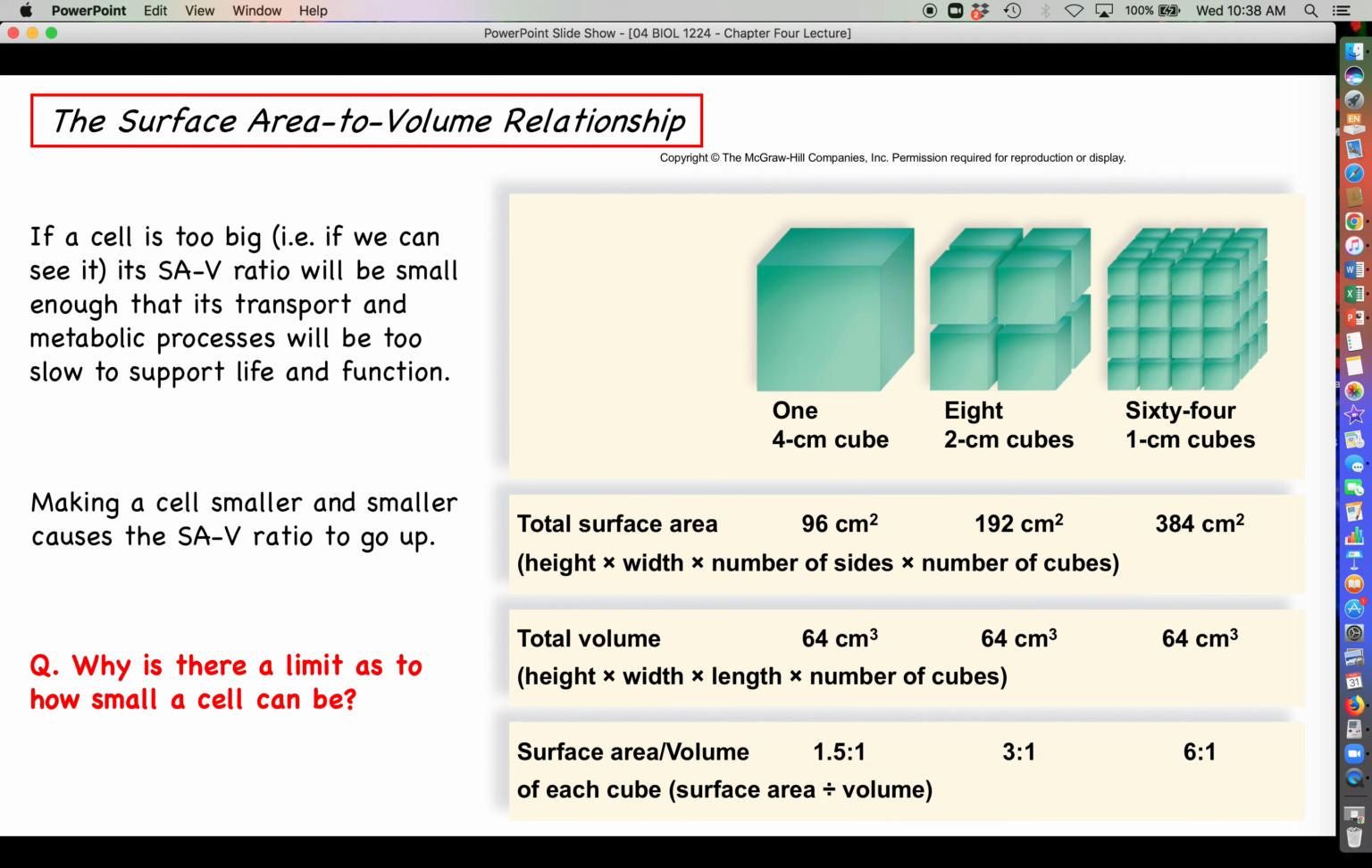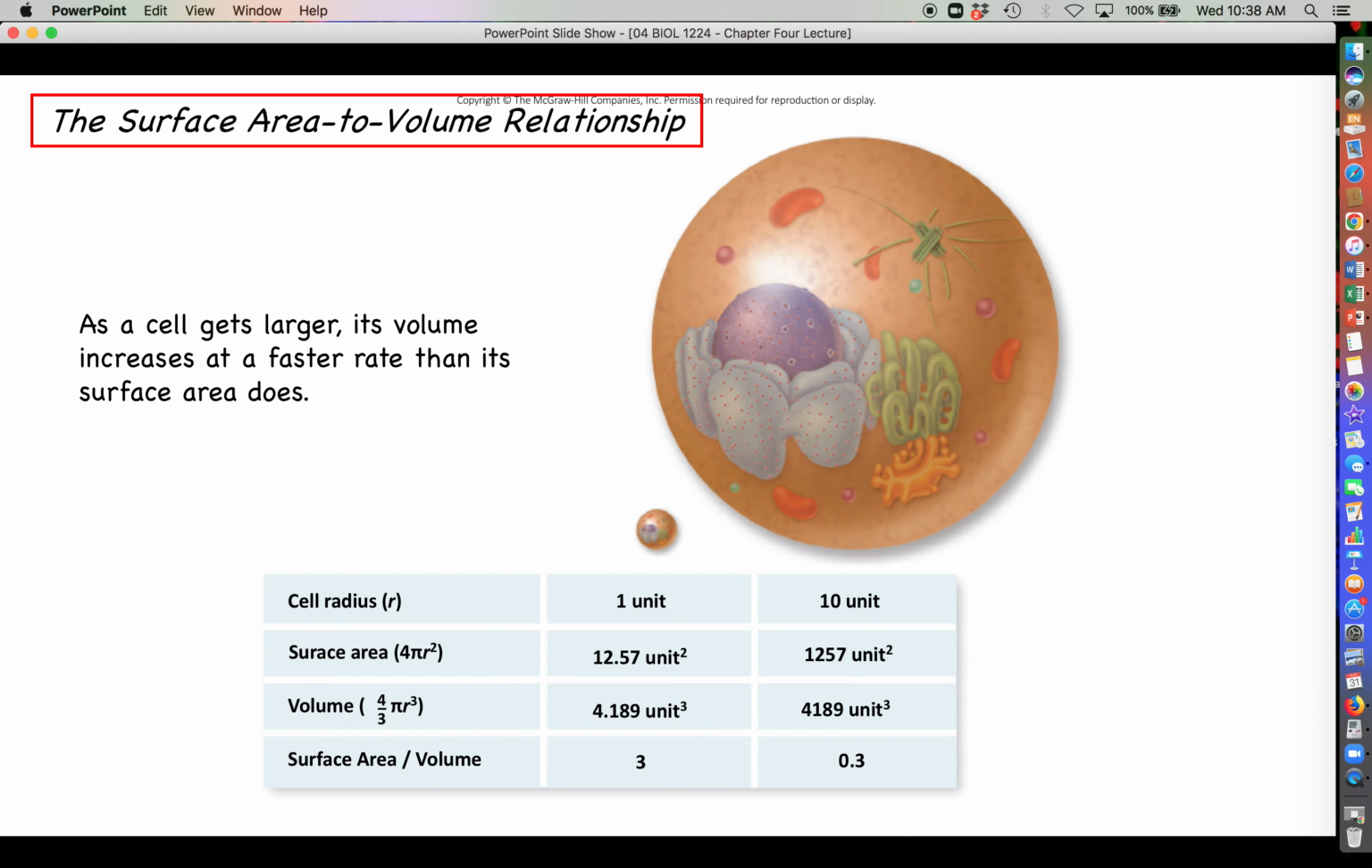So we definitely don't want cells to be too big, but there is a clear limit to how small they can actually be. You can see the same sort of thing with this figure here. When we're comparing a very small cell with a very large cell, you can see that the surface area to volume ratio is 10 times bigger for the smaller cell than it is for the bigger cell.